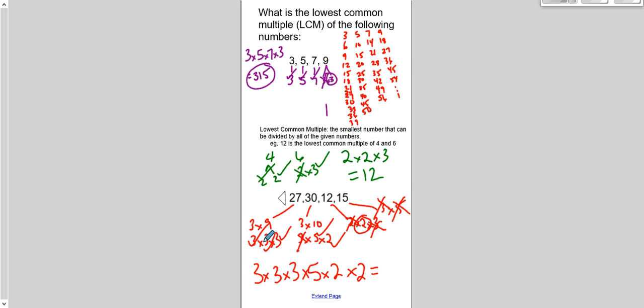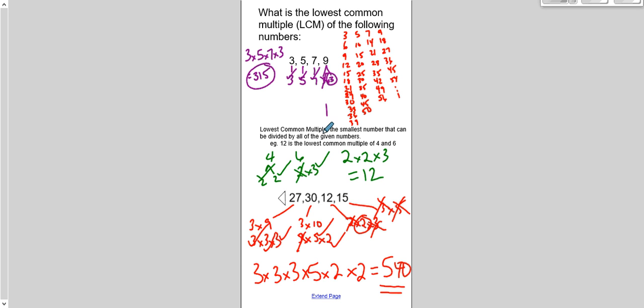Let's see what that is. 3 times 3 times 3 times 5 times 2 times 2, which is 540. 540 is my lowest common multiple.